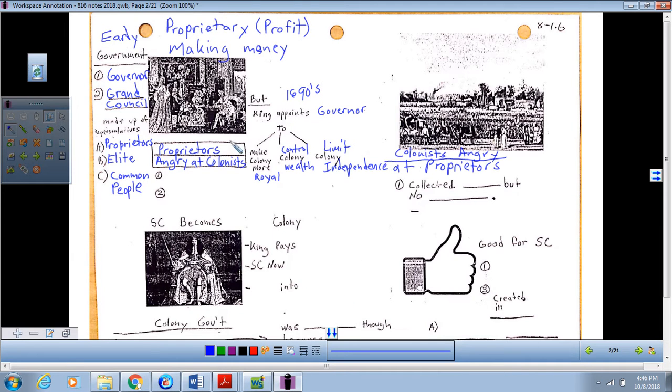Okay, so the king was already getting involved. Let's get back to the idea that proprietors were angry at the colonists, and the colonists were angry at the proprietors. Now, the proprietors became angry at the colonists whom they had given land to, because they started to feel that the colonists were disobedient. And they started to feel that they were making very little profit.